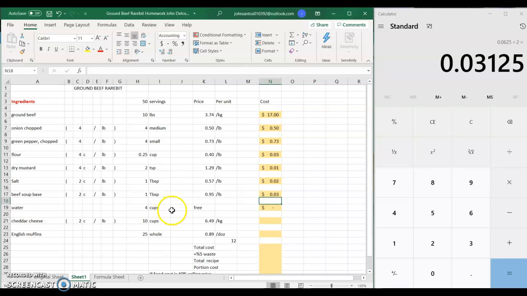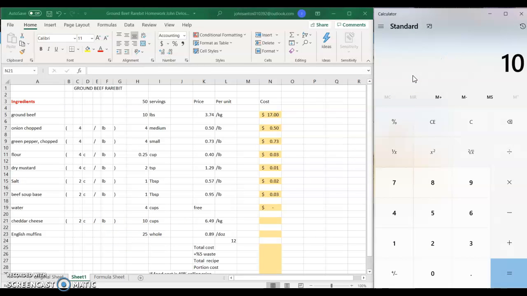And water, 4 cups needed. It's free, so I'm going to skip that part. Now let's go to cheddar cheese. The amount we need for cheddar cheese is 10 cups. Again, we're going to convert it to kilos this time, but this one we have in pounds. So still we've got to convert it into kilos. So it's safe to assume that 10 cups divided by 2 cups will be 5 pounds.